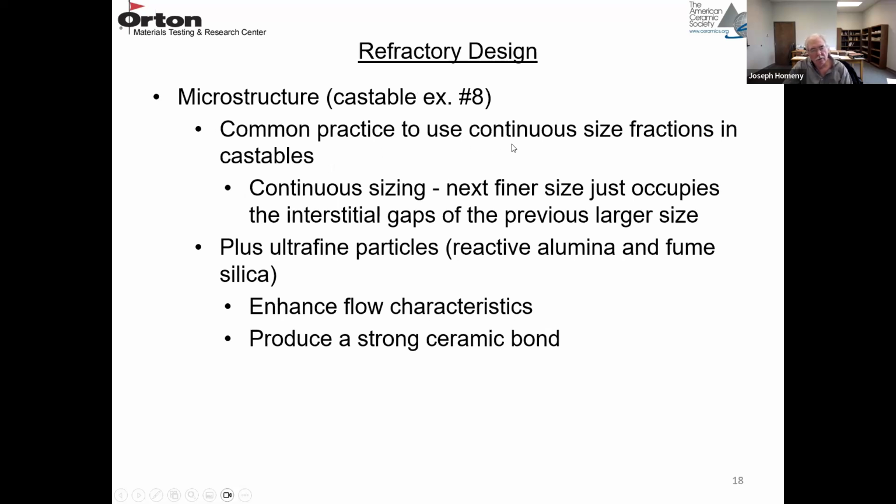And for the monolithics, you usually use continuous size fractions. So in continuous sizing, the next size finer fraction just occupies the interstitial gaps in the previous larger size. And then you would finish up with very fine reactive or ultrafine particles, usually a reactive alumina or a fumed silica. They increase the flowability and they also form strong ceramic bonds when they react.